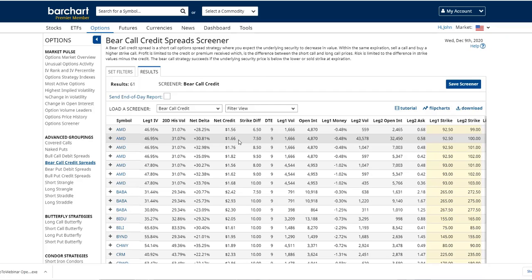The golden rule that we want to try to do here, as we start assessing these credit trades, is we're going to look at the net credit as it relates to our strike differential, and we want to try to achieve a 1-to-3 ratio. In other words, I want to capture about a third of that strike differential. So for instance, if I have a $6 strike differential, I want to try to get close to $2, right?